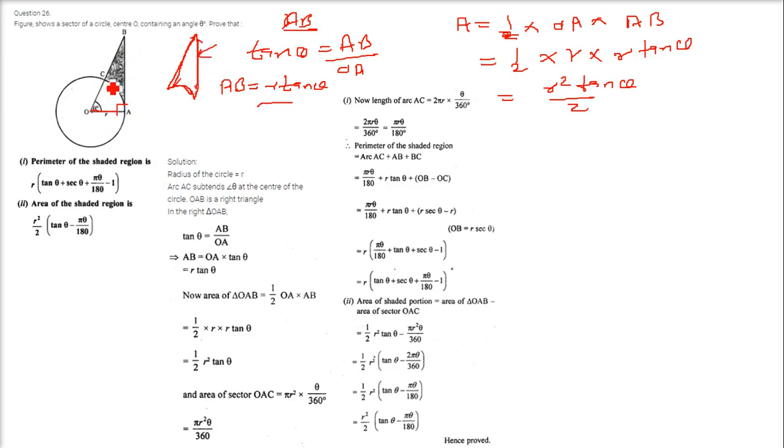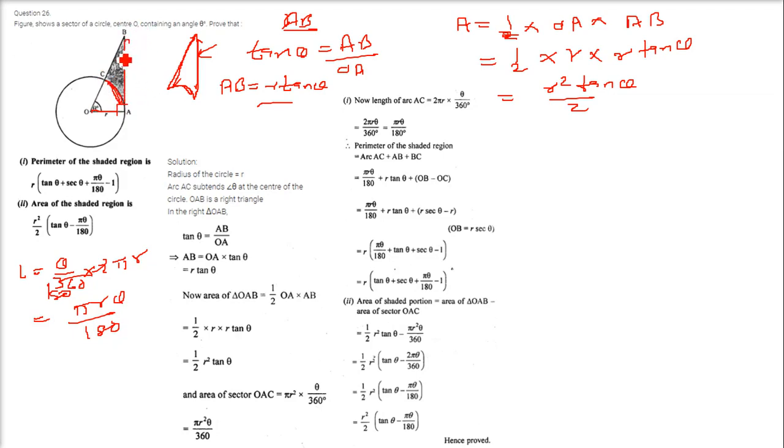Because one line AB we already got. We have to find out first this one and then this one. So what is this side? This length of the arc. Length of the arc is simply L. Length of the arc is theta by 360 into 2 pi r. We can write it as 2 into 180. So we can write it as pi r theta by 180. So this also we got.